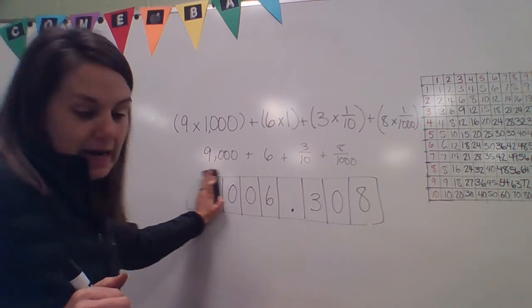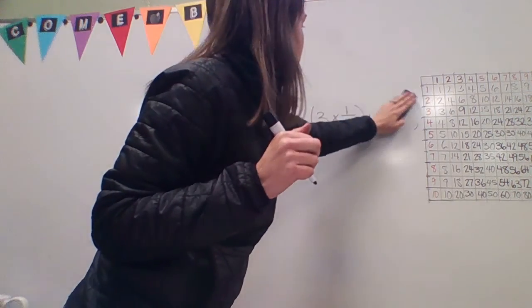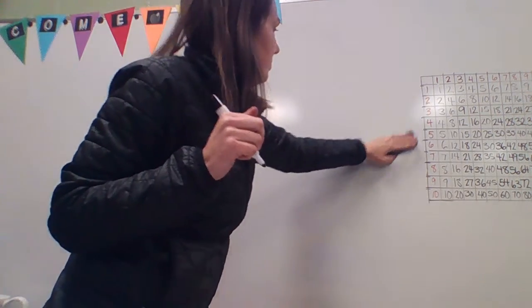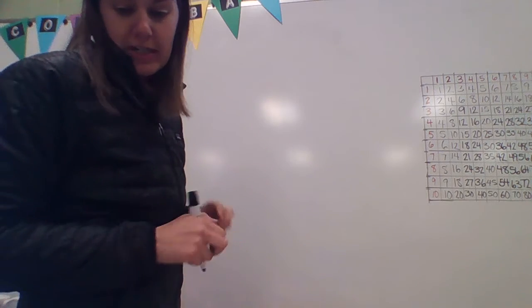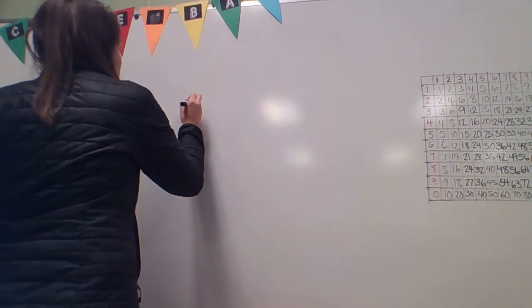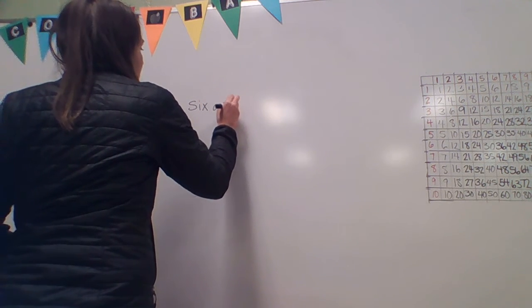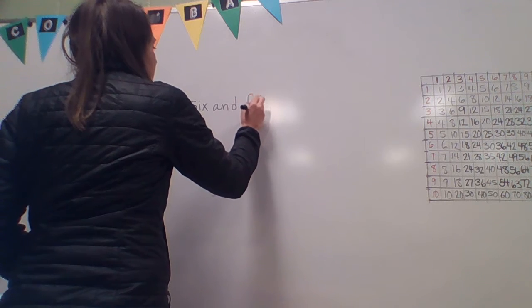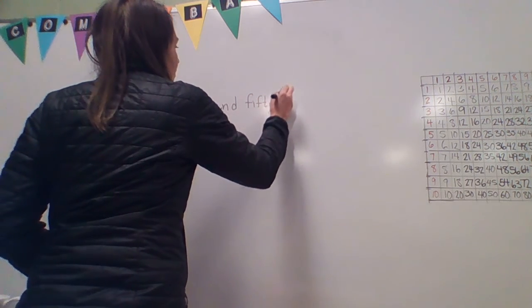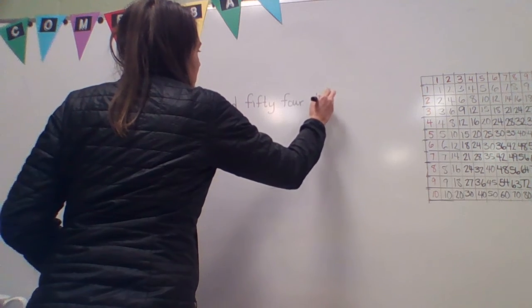All right, last one, number 9. Okay, which decimal represents 6 and 54 thousandths? So they're saying we have 6 and 54 thousandths.